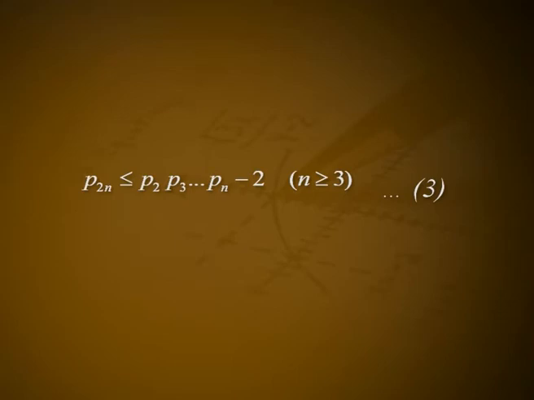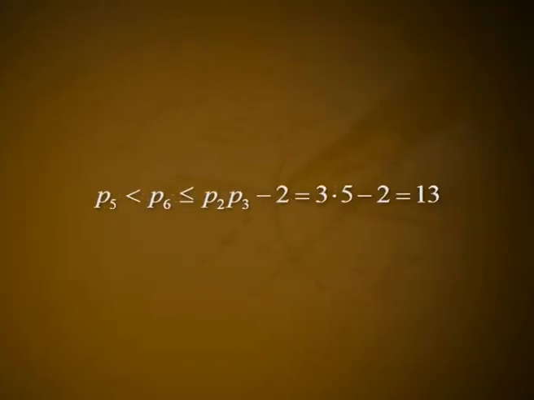A somewhat better size estimate for P5 comes from the inequality P(2n) ≤ P2·P3·…·P(n-2), n ≥ 3, equation number 3. Here P5 < P6 ≤ P2·P3 = 3·5 - 2 = 13. Note, to approximate the size of Pn from formulas 1 to 3, it is necessary to know the values of P1, P2, etc., P(n-1).